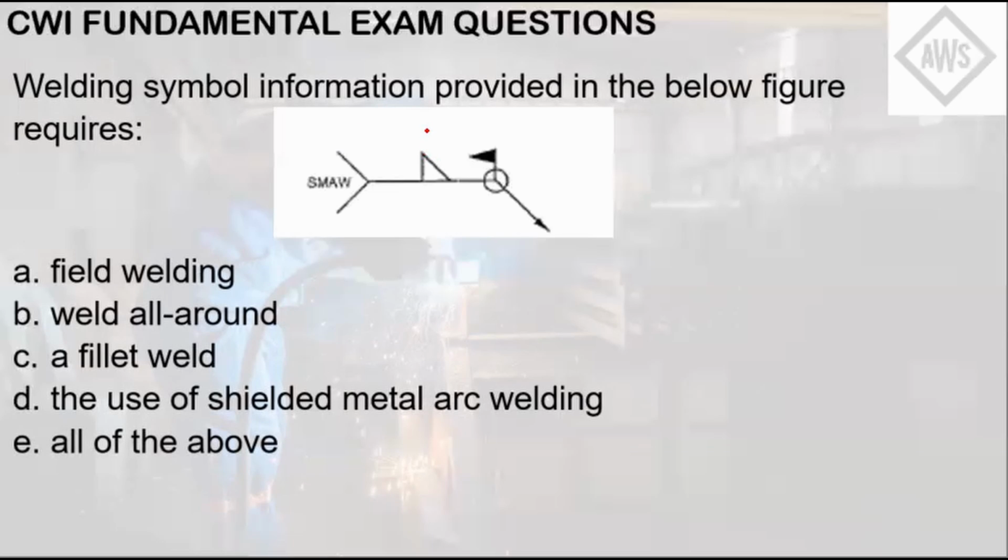You can observe the welding symbol here. So this symbol is the symbol of a fillet weld. This flag right here is a symbol for field welding. The circle right here represents weld all around, and the information indicated in the tail is SMAW, which means shielded metal arc welding. So the answer here is letter E.